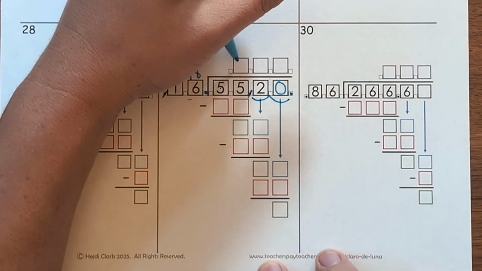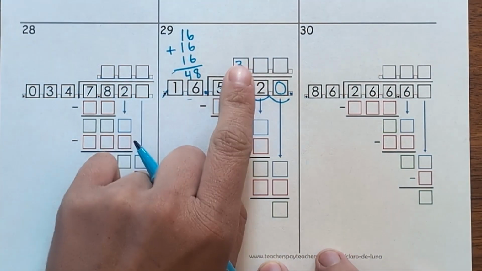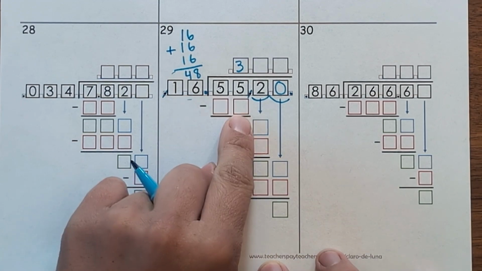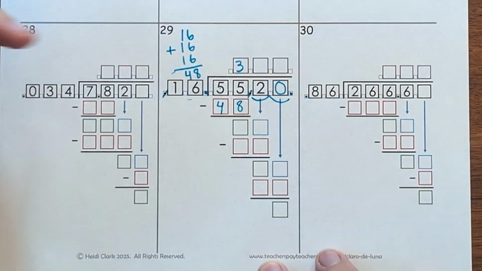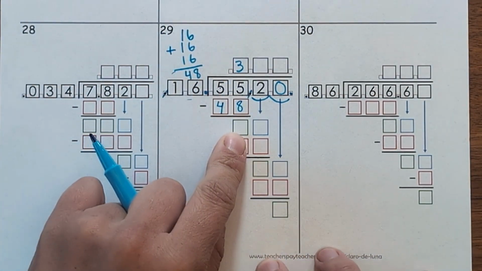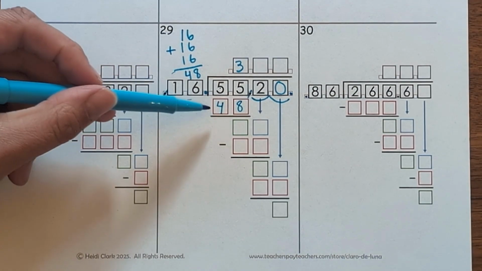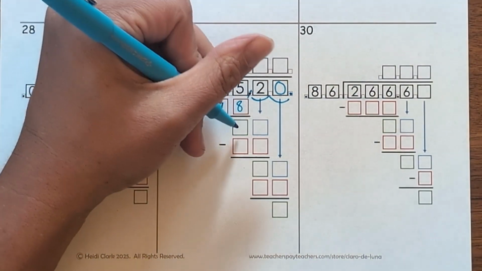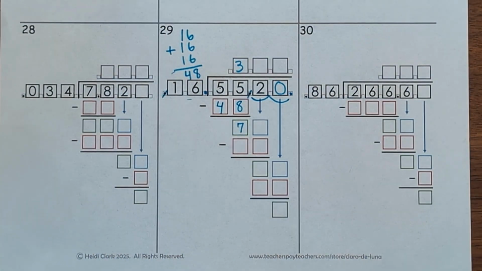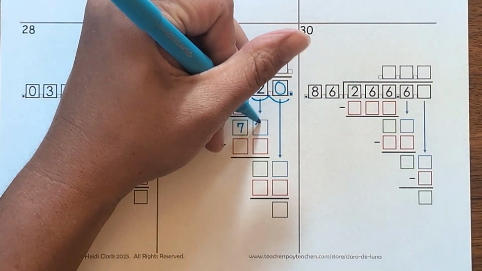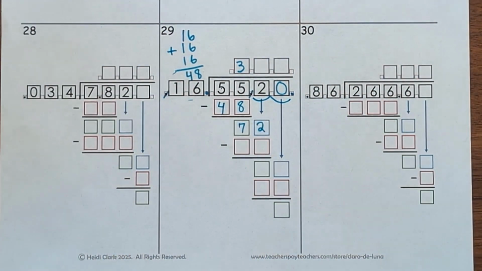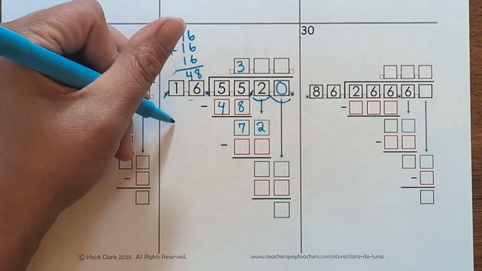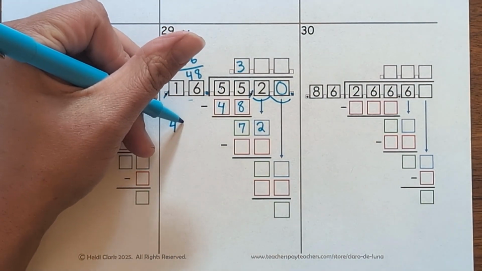So let's say 3. And then we multiply back. 3 times 16 is 48. Next, we subtract into the green box. 55 minus 48 is 7. Bring down the 2. And now we divide again. 72 divided by 16, or how many times can 16 fit into 72?